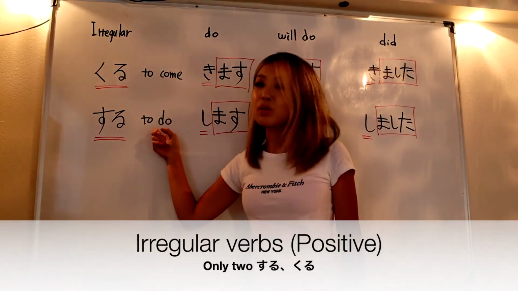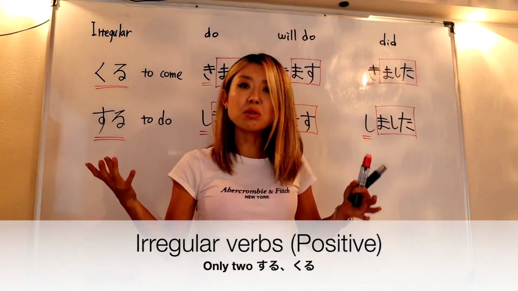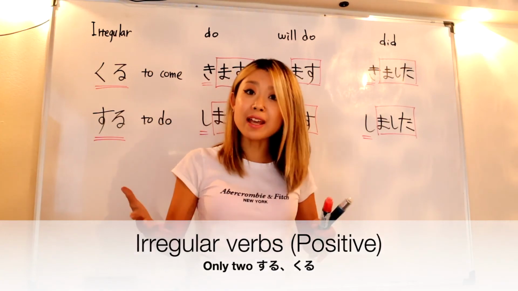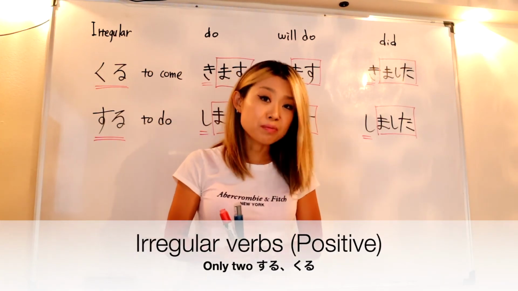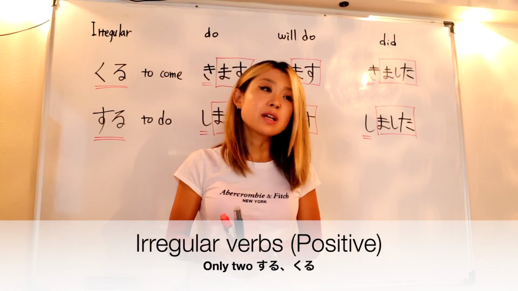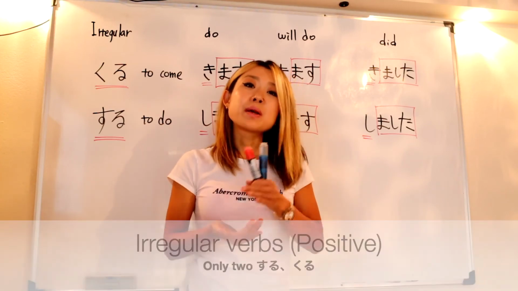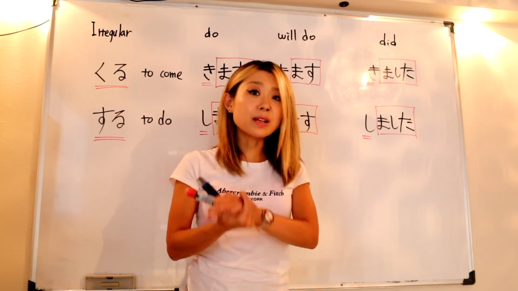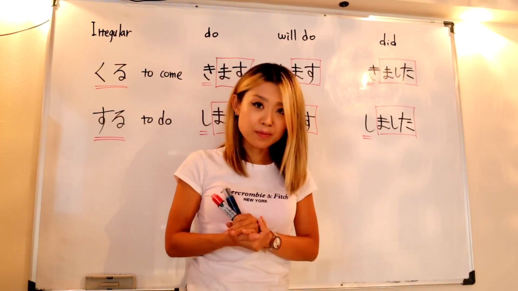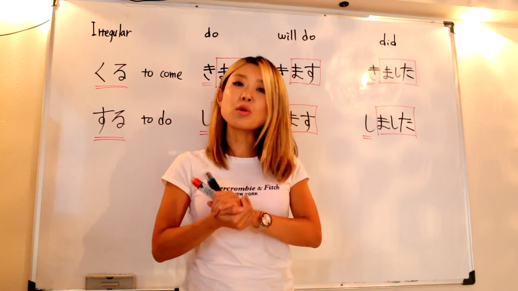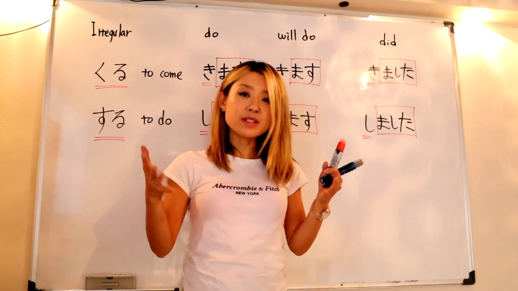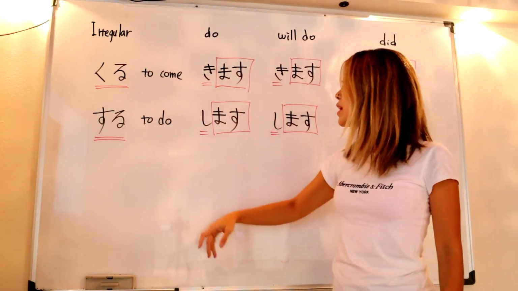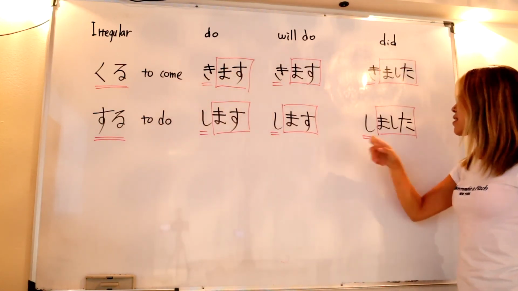Okay, do. Do is, for example, do what? Do has quite many ways to use, for example, to play a game. Game suru. Play a game. Play basketball. Basketball wo suru. So like do something, like play also, to perform also. Quite many ways to use. So when you make sentences with me, you will see so many suru, suru, suru. So okay, suru. Shimasu, shimasu, shimashita.